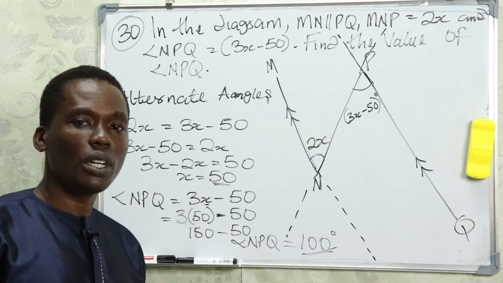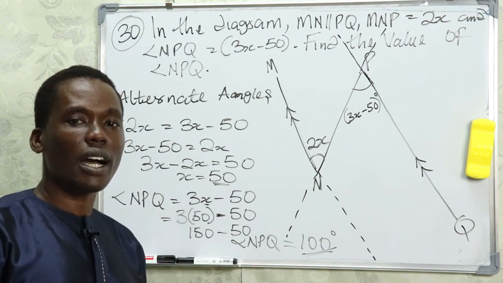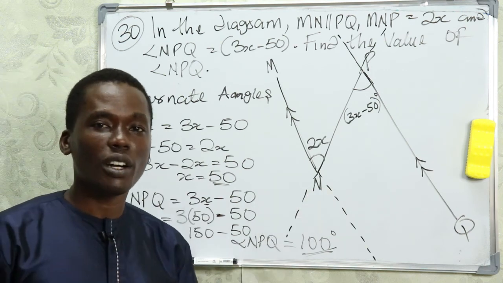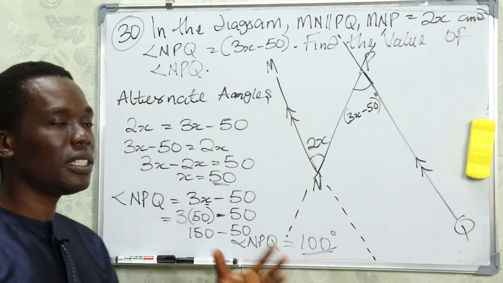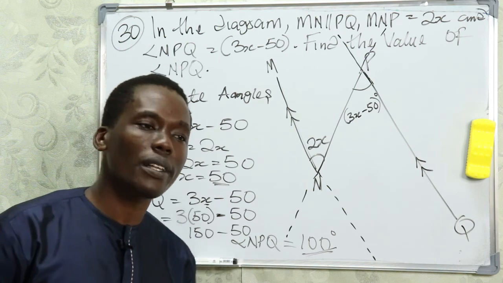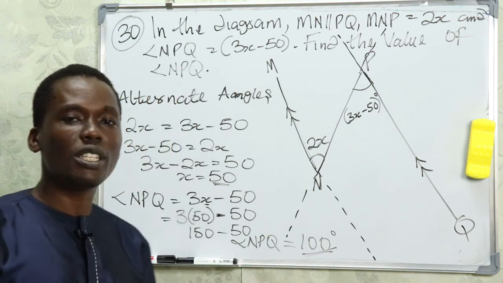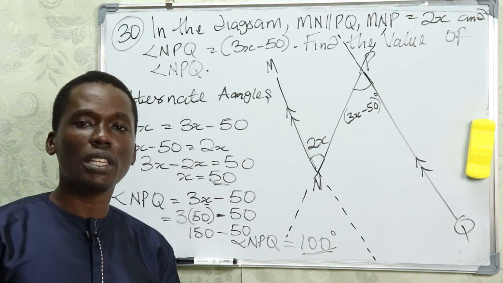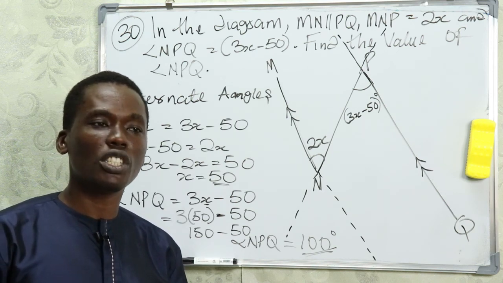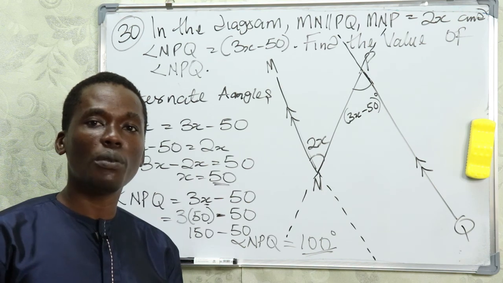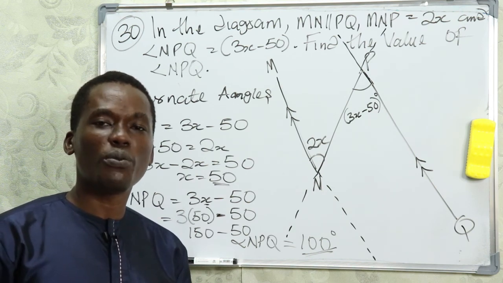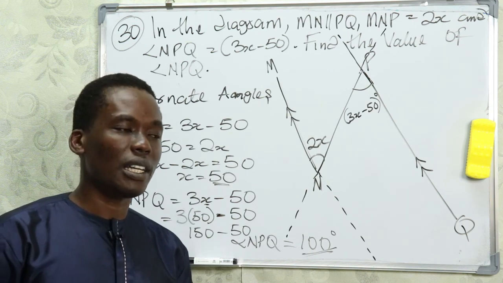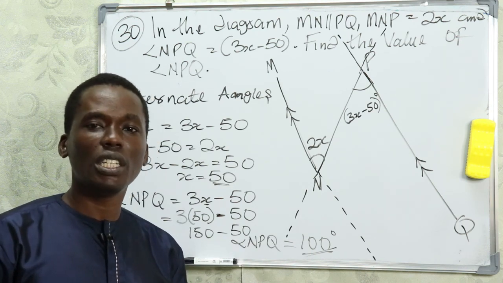So this is how we go about solving questions involving these rules, especially angles like this: corresponding angles, alternate angles, all these are the solutions to such angles. So I want you to take note of this, and this is the final question for this part of the 2020 WAEC past question solution. We look forward to solving the last part, which will be from 31 to 40.